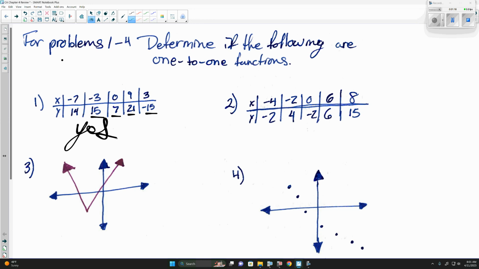Especially when we look at given points. If we look at number 2, x is -4, -2, 0, 6, 8, and we look at the y as -2, -2. So this would be no.